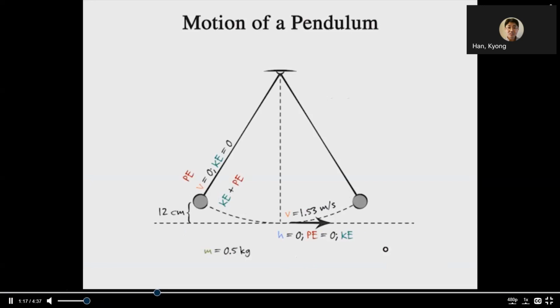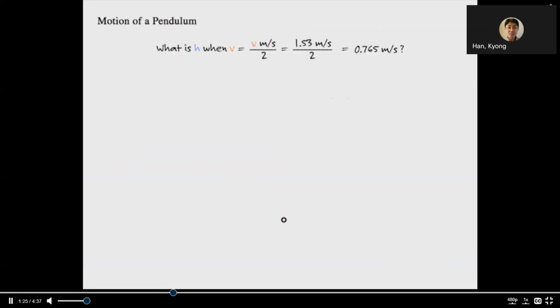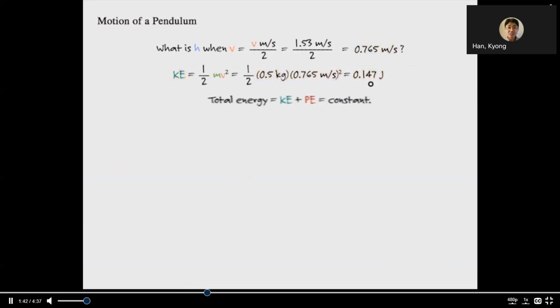Now let's look at something more interesting. At what height is the velocity half the maximum velocity? In other words, what is h when v is equal to 0.765 meters per second? If we know our velocity, we can find our kinetic energy by plugging in the mass and the velocity squared, and we get 0.147 joules. Now remember that the total energy is conserved. It always stays the same.